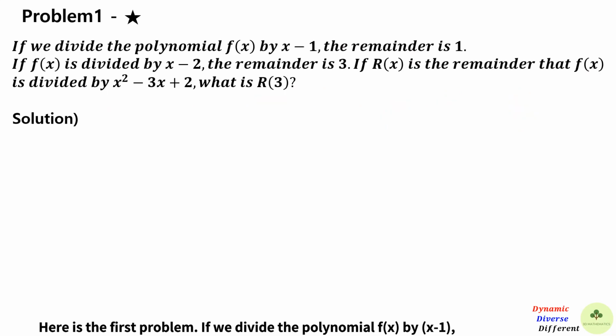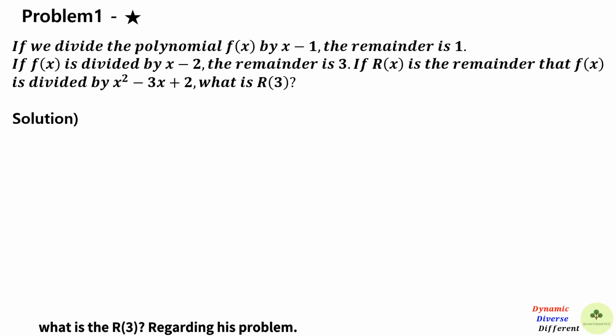Here is the first problem. If we divide the polynomial f of x by x minus 1, the remainder is 1. And if f of x is divided by x minus 2, the remainder is 3. If r of x is the remainder that f of x is divided by x squared minus 3x plus 2, what is the r of 3?